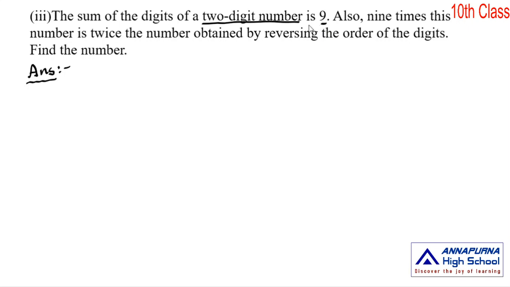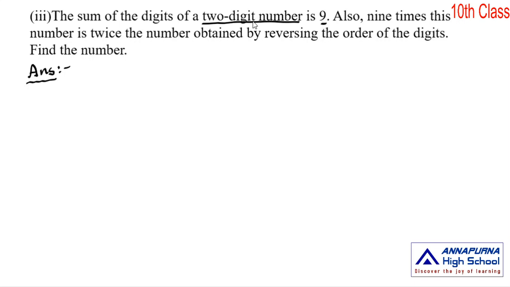So here what are the two unknowns? Yes, the digit in the ones place and the digit in the tens place are the two unknowns. And also, 9 times this number, meaning the two-digit number, is twice the number obtained by reversing the order of the digits. That means if you find 9 times the two-digit number, then you get twice the number obtained by reversing the order of the digits.